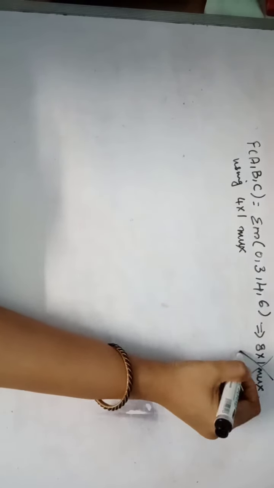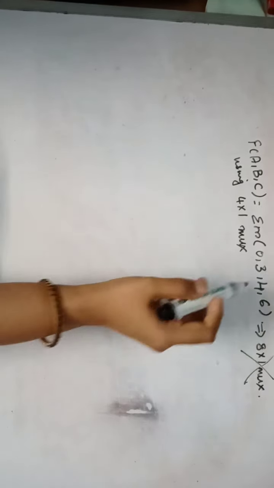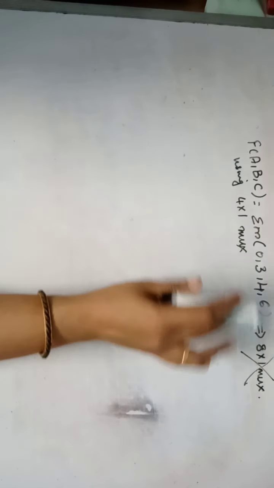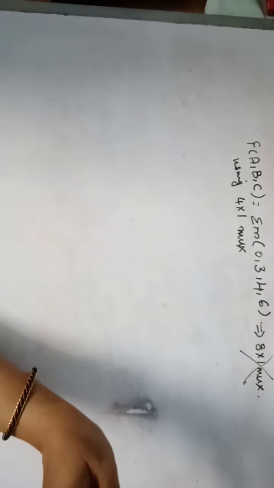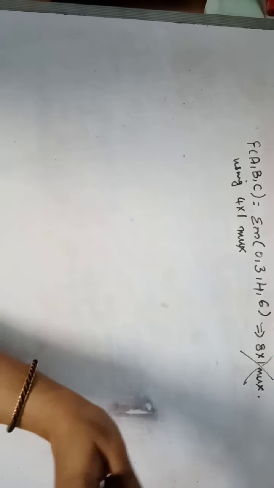An 8 by 1 mux is not given. If it is an 8 by 1 mux, you just need to draw an 8 by 1 mux, connect these lines to 1, the rest of the lines to 0, give strobe equal to 0, and you can get the output correctly. That we have already done.